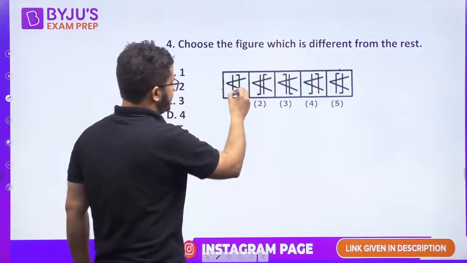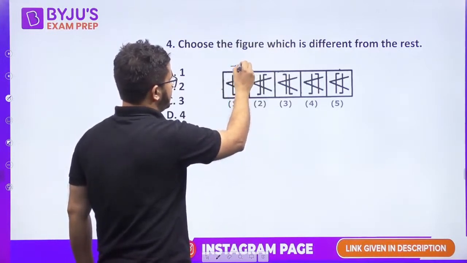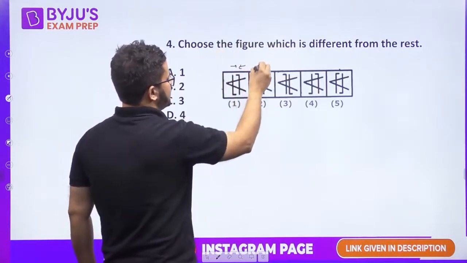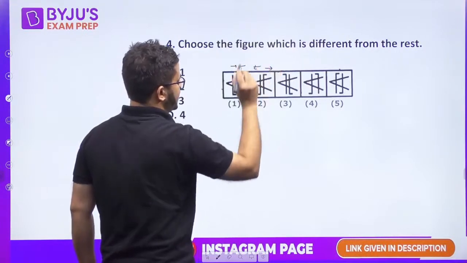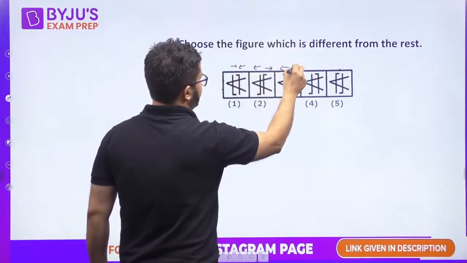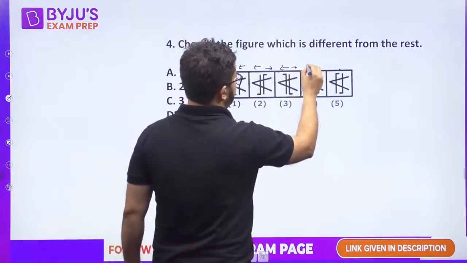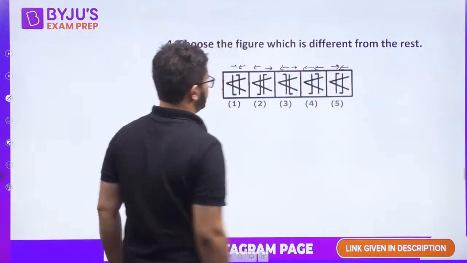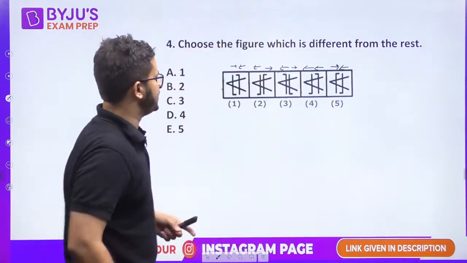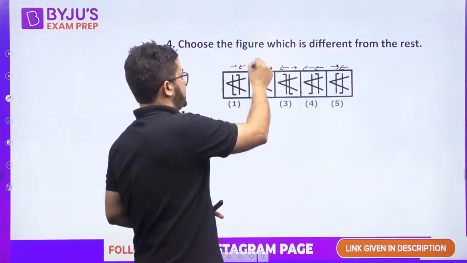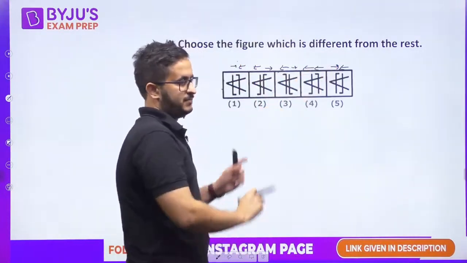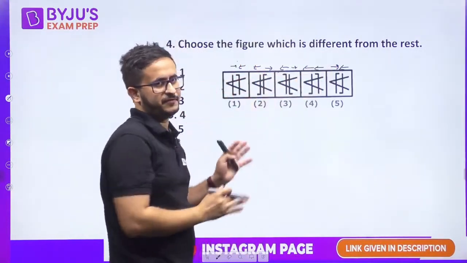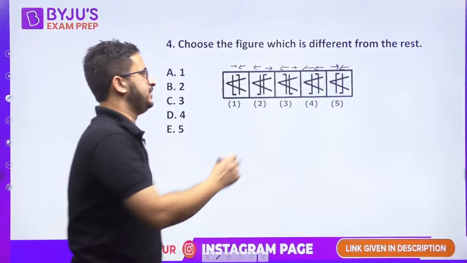Okay, so if you see, this is pointing to the right side, the second one is pointing towards the left side, then left, right, left, right, left, right, left side. If you see this, in all the options it is facing opposite directions. Maybe they are facing towards each other or away from each other, but not in the same direction.